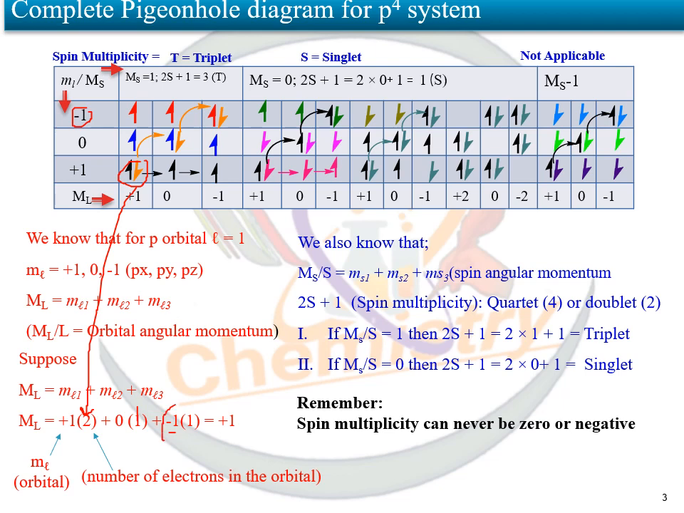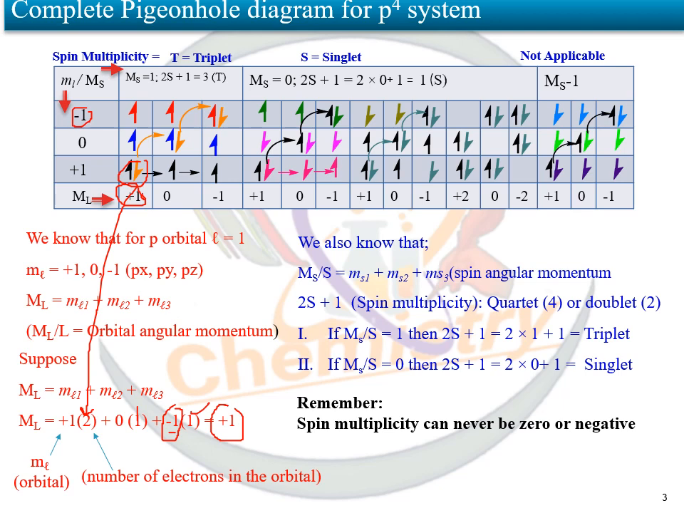Okay, here one electron is over here. The resultant ml value will be plus 1. Now remember that in case of spin multiplicity, you can add it like you have added while calculating the capital ML value. Here Ms is ms1 plus ms2 plus ms3.